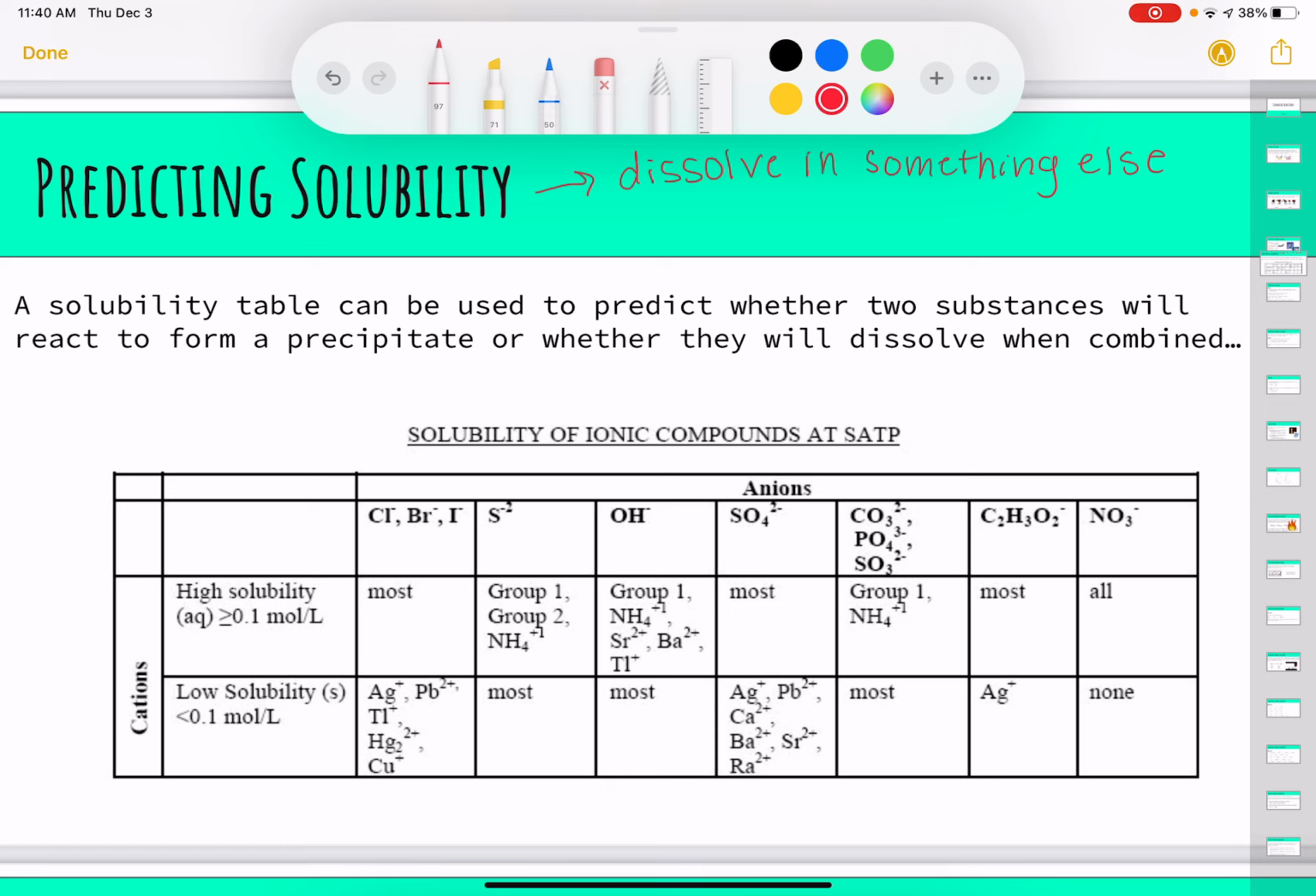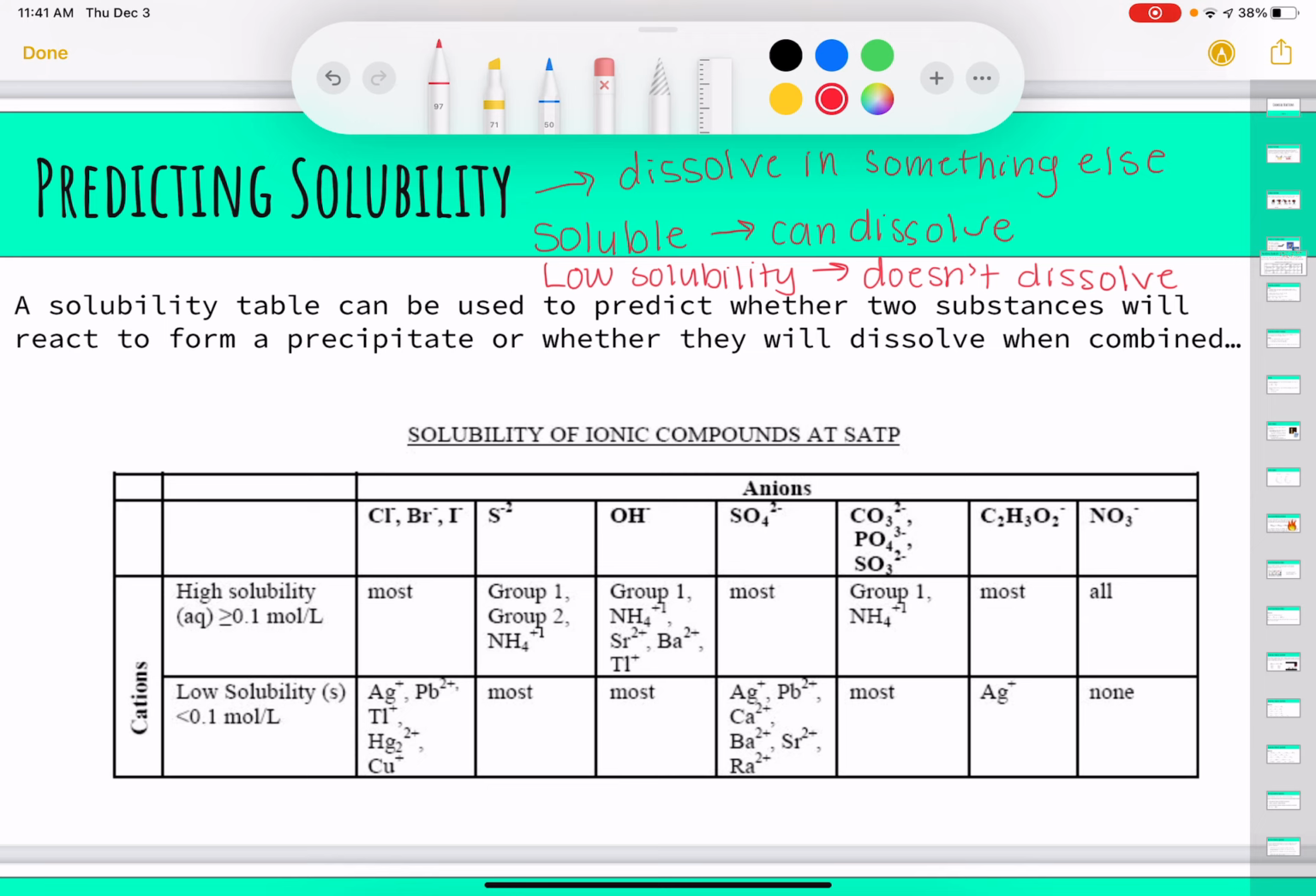So the word soluble means that it can dissolve. Something that is, I guess, in this case, they call it low solubility. That means that it doesn't dissolve. So you might mix iron filings in water or something. That's not going to dissolve, so that we would say that's low solubility.